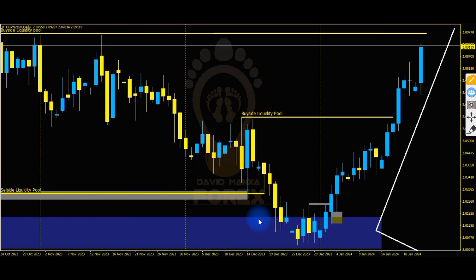Because those levels that matter to the big institutions are where you're going to see the most significant move originate from. Okay, because at the end of the day, it is the big institutions that are behind the manipulation as they seek liquidity to get in and out of their large trades.